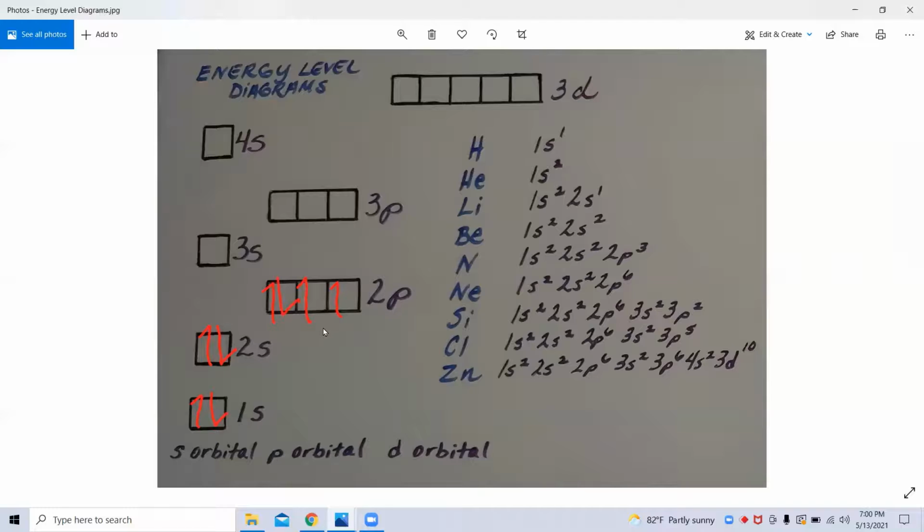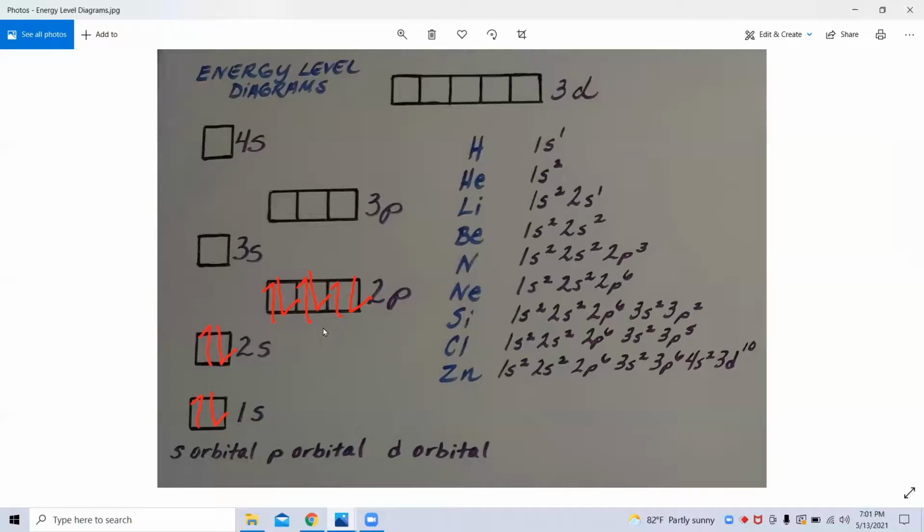There's 1. There's 2. There's 3. That's the best representation I can give you. I mean, your picture's going to look a lot better than mine. But in any event, this is neon. All of this. That's your energy level diagram for neon. And if you're looking at this, it's like you're going up steps. It's like a staircase, steps in the staircase. That's what an energy level diagram is.